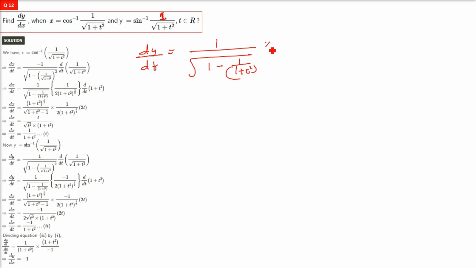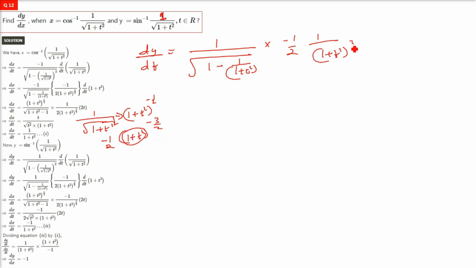Now differentiation of 1 by under root 1 plus t square. How will it be done? 1 by under root 1 plus t square is nothing but 1 plus t square to the power minus half. Now let us differentiate it. Minus half times 1 plus t square to the power minus half minus 1, so minus 3 by 2 it will be. So now let me just write it like this: minus half, 1 plus t square to the power minus 3 by 2. I am taking this negative 3 by 2 to the denominator: 1 plus t square to the power 3 by 2.